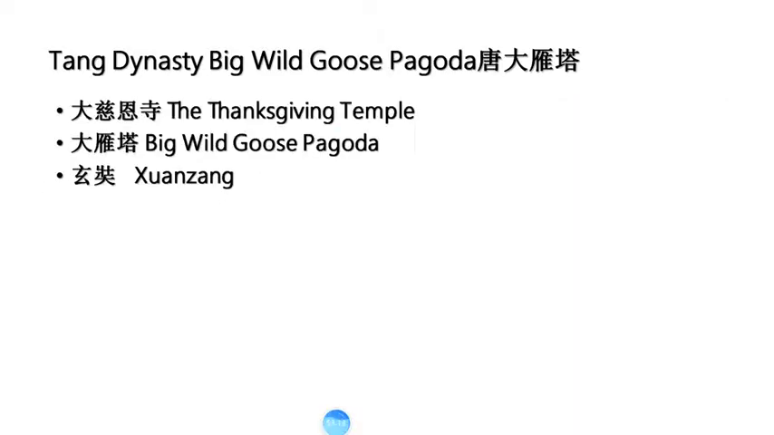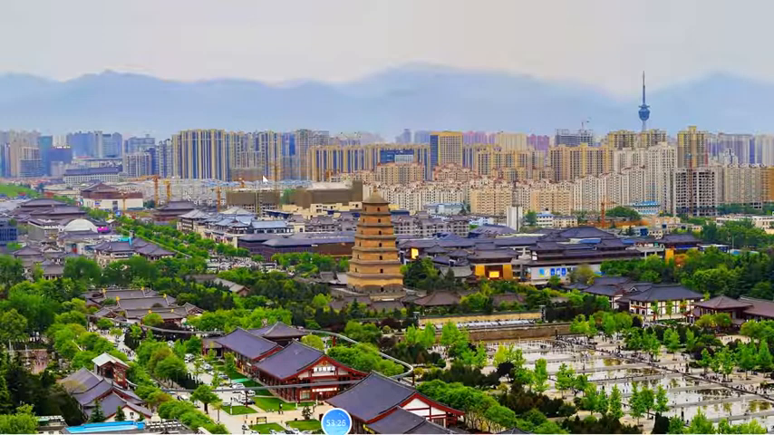Now let's come to the Tang Dynasty Big Red Goose Pagoda area. Here we need to know the Thanksgiving Temple, Big Red Goose Pagoda, Xuanzang. This is the neighborhood of Big Red Goose Pagoda. Thanksgiving Temple.